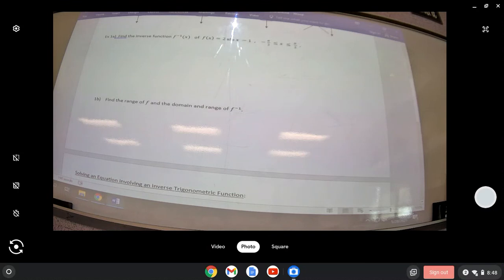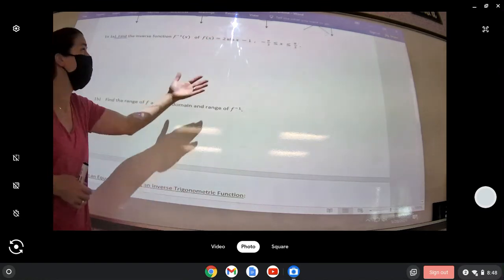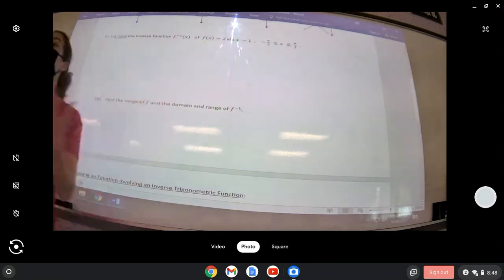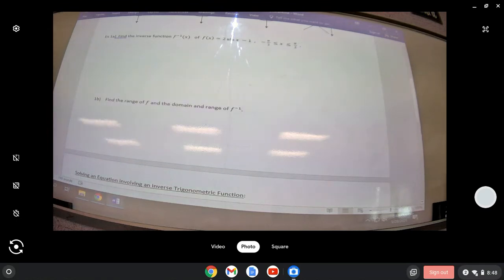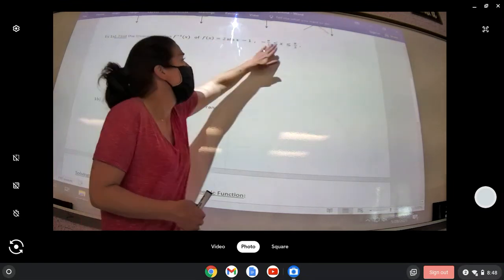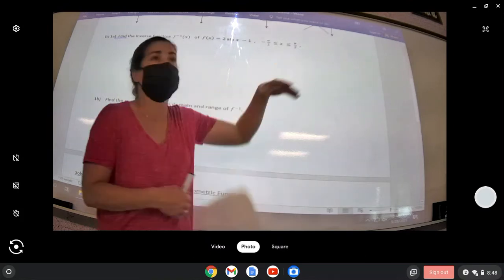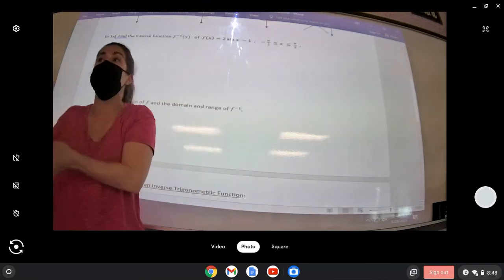Okay, in this problem, it says find the inverse function, f inverse, of f of x equals 2 times sine x minus 1. So we're trying to come up with a function that will undo this function. It only makes sense that if this is a sine problem, its inverse would involve the inverse sine function. And they're telling you right now that as far as this function is concerned, you're allowed to plug in angles from negative pi over 2 to pi over 2.